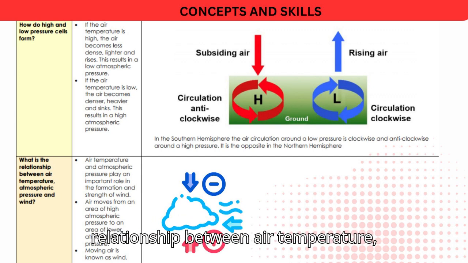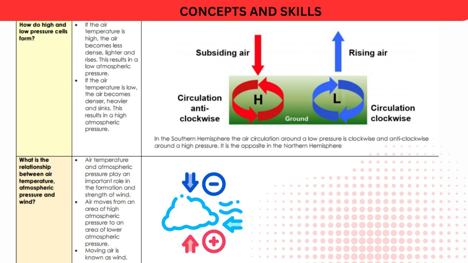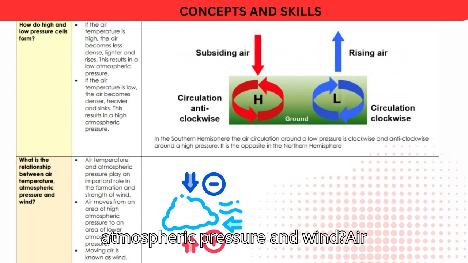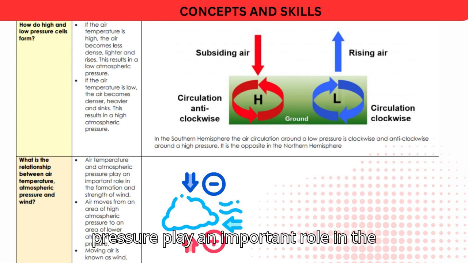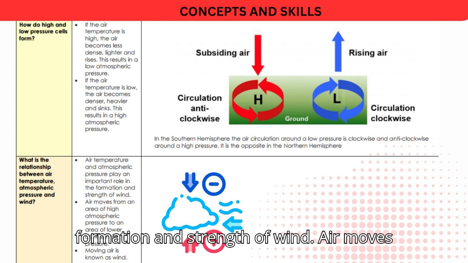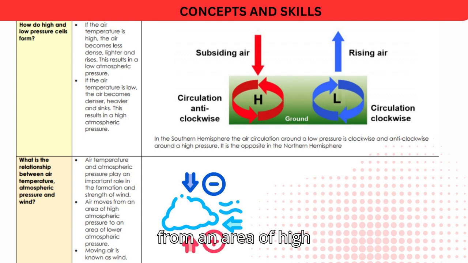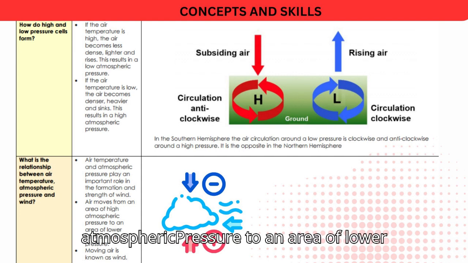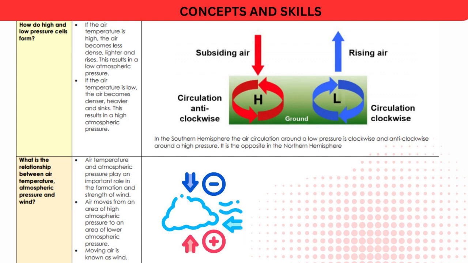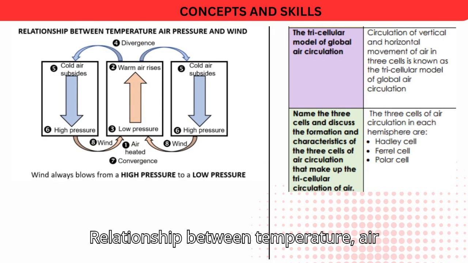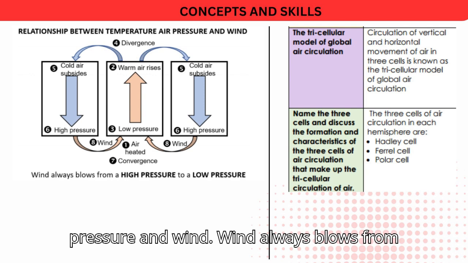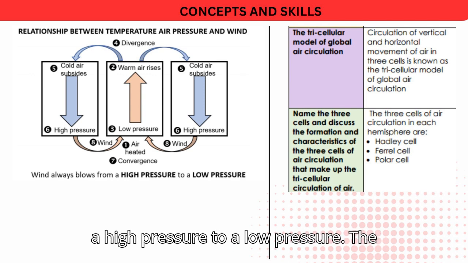What is the relationship between air temperature, atmospheric pressure and wind? Air temperature and atmospheric pressure play an important role in the formation and strength of wind. Air moves from an area of high atmospheric pressure to an area of lower atmospheric pressure. Moving air is known as wind. Relationship between temperature, air pressure and wind: wind always blows from a high pressure to a low pressure.